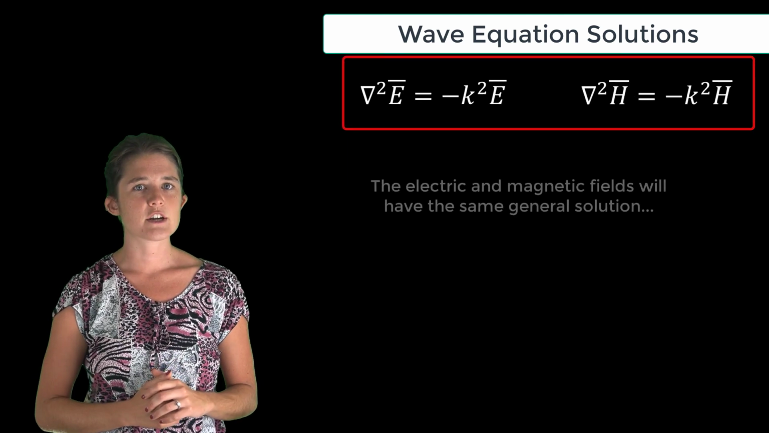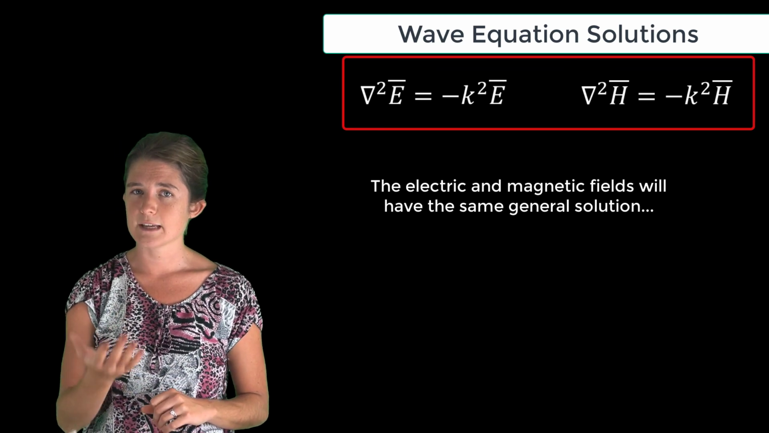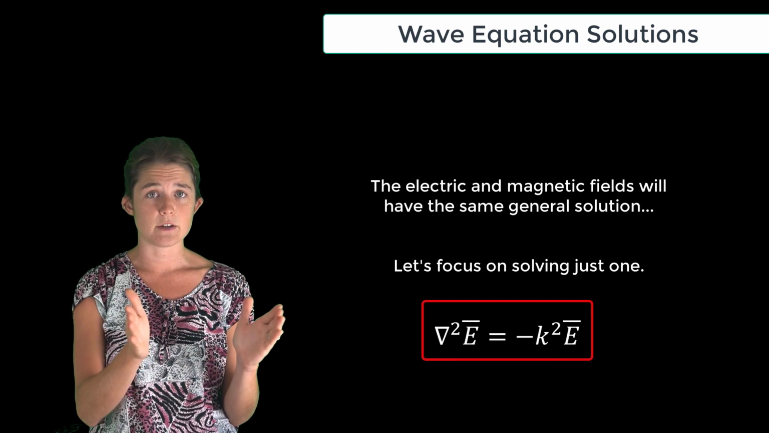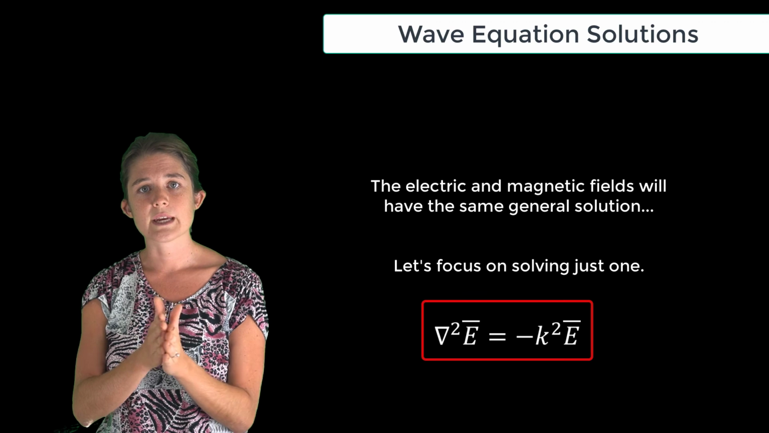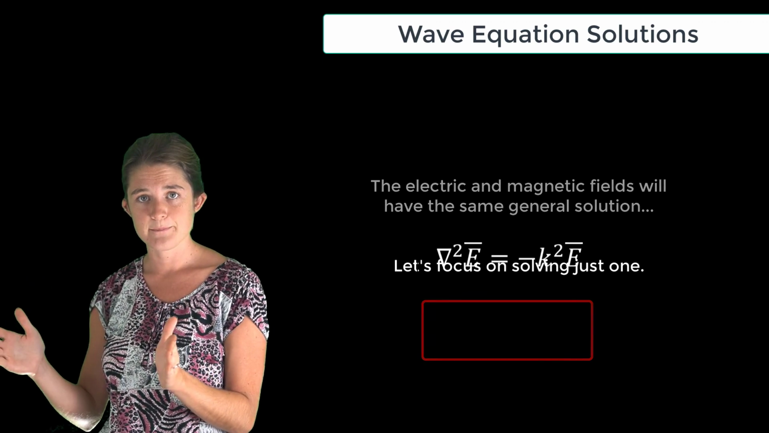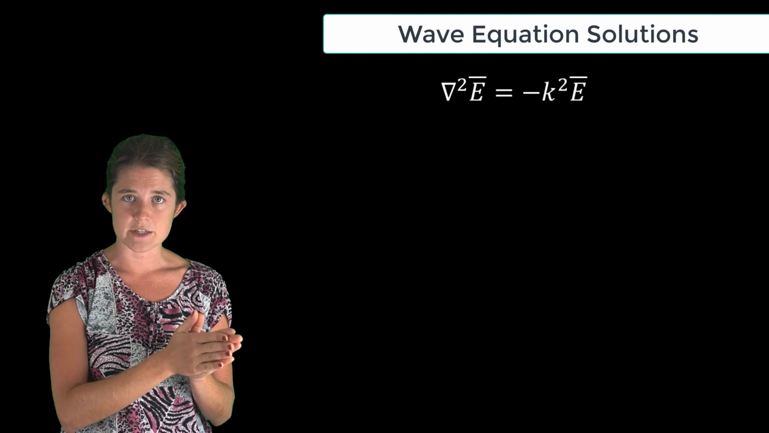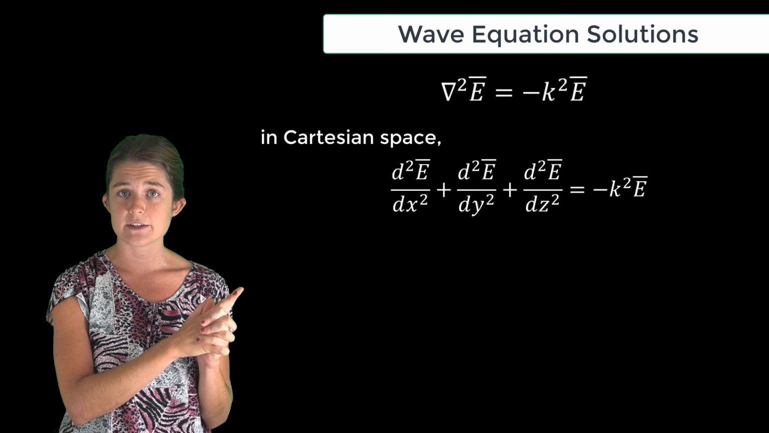Now, since the electric and magnetic fields obey the same differential equations and are expected to have the same solution, we're going to shift our focus to solving the electric field wave equation. Once we have the solution for the electric field, we can extend it to the magnetic field as well. So let's start here. We have a differential equation, the wave equation, which can be written like this. This is the differential equation we're trying to solve.